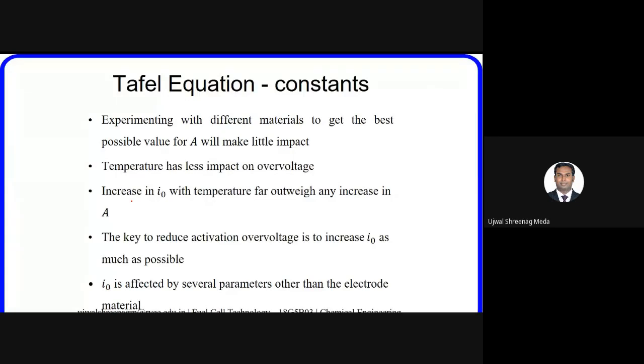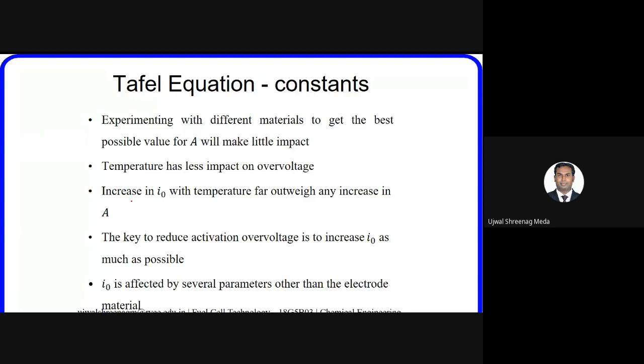So for now, we realize that the contributing factors to activation overvoltage are constants A and I naught. Out of the two, the effect of I naught is much more than that of A. And by increasing the exchange current density I naught, we can definitely bring down the activation overvoltage. That's what we realized looking at the equation. Now let's try to understand what this I naught is and how to increase it.